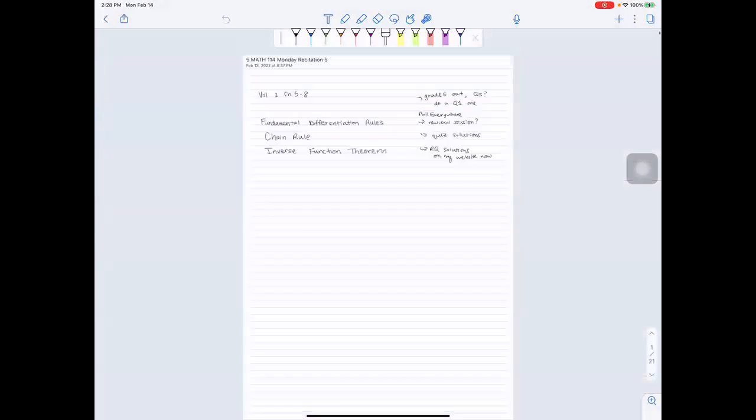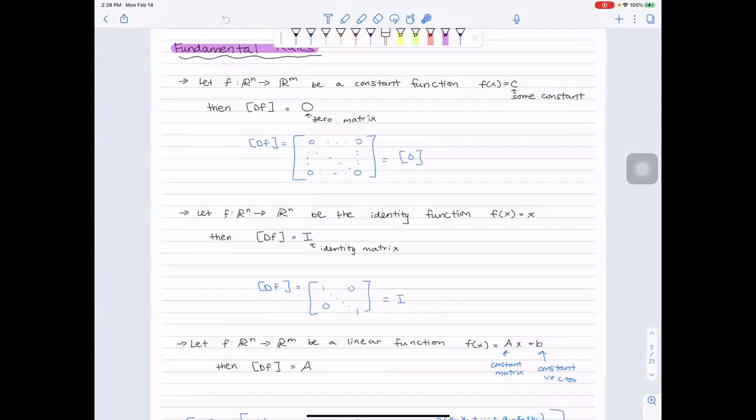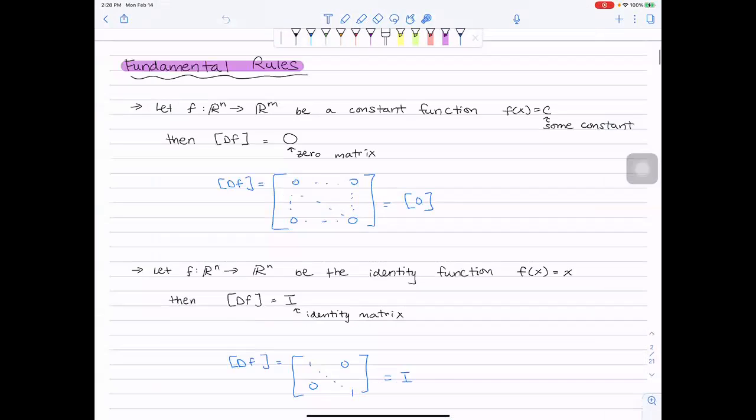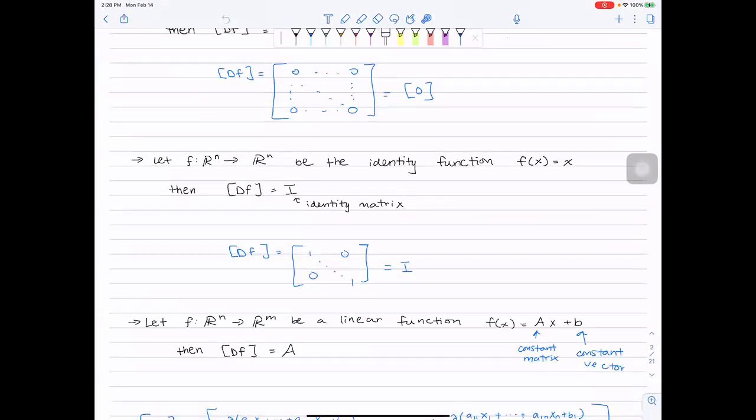Okay, so let's get into this week's material then. Just quick definitions. I'm just going to skim through. You don't have to copy this down, it's just terminology. The zero matrix, we know, has all zeros in the matrix. Identity matrix, ones across the diagonal.